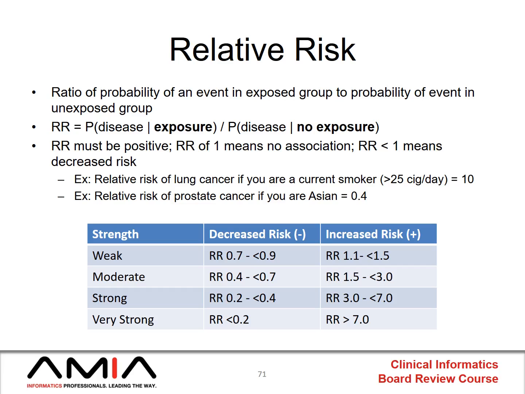So here's a couple of real examples. The relative risk of lung cancer if you are a current smoker, as defined by greater than 25 cigarettes per day, is equal to 10. That means the probability of lung cancer, given that you're a current smoker, is 10 times higher than the probability of lung cancer if you're not a smoker.